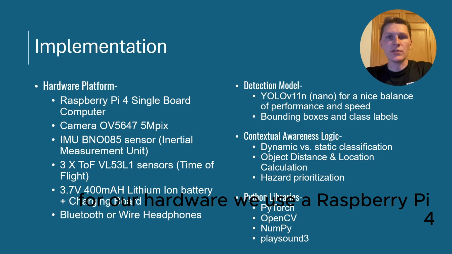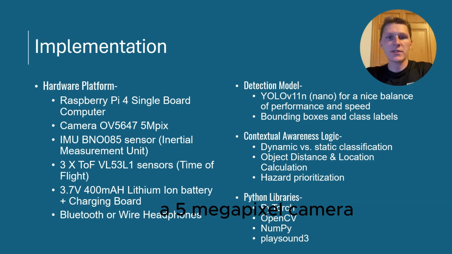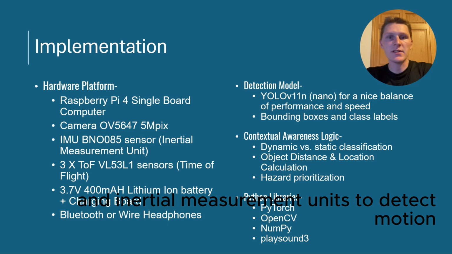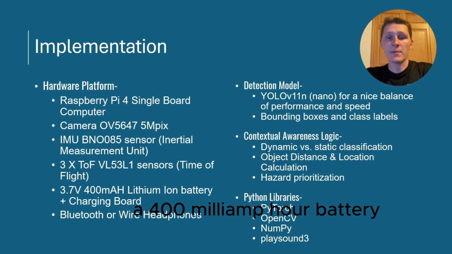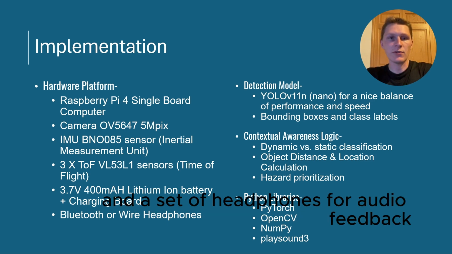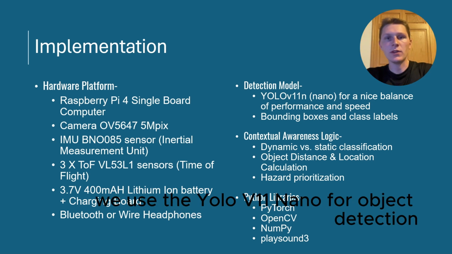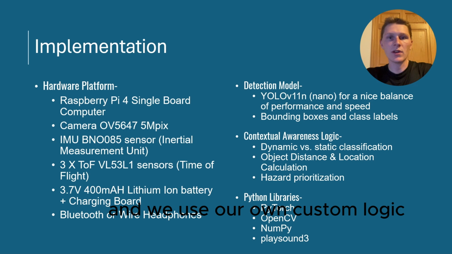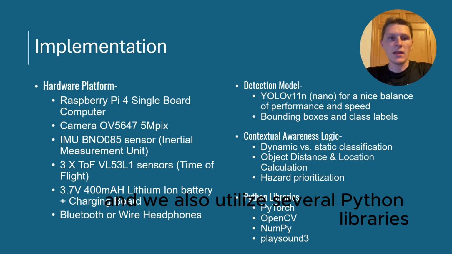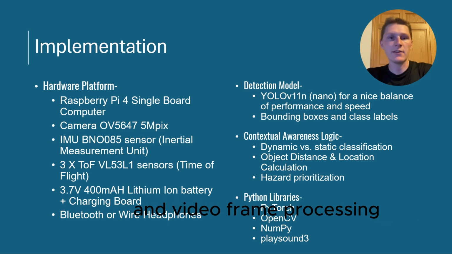For our hardware, we used a Raspberry Pi 4, a 5 megapixel camera, an inertial measurement unit to detect motion, 3 time of flight sensors to detect object distance, a 400 milliamp hour battery, and a set of headphones for audio feedback. And for our software, we use the YOLO V11 Nano for object detection and to give us bounding boxes and class labels. And we used our own custom code for object state classification, object distance and location calculation, and hazard prioritization. And we also utilize several Python libraries to achieve things such as audio playback and video frame processing.